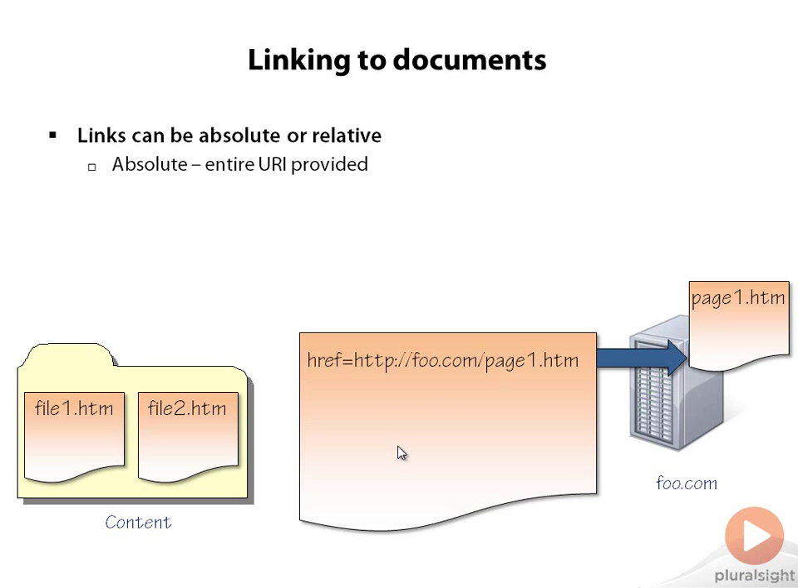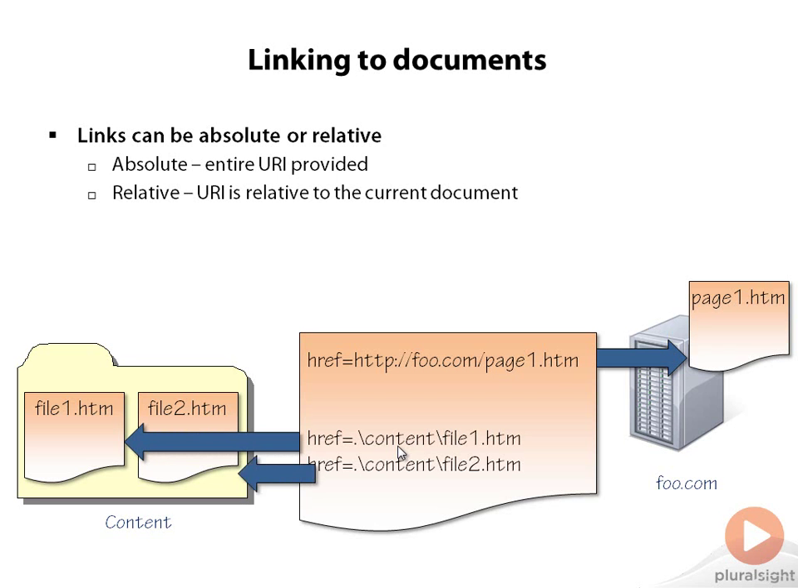You can see in this example, we're providing the protocol with HTTP and the server name and the actual path to the document here for page1.html. That's going to allow us to go reference that page on some other server. But if we assume that we have these other files, file1 and file2 here on the left, in a content folder, then we can use a relative path such as this, which says relative to the current document I'm in. The reference is, starting in my directory, I'm going to look in the content folder and then find this file1.htm.